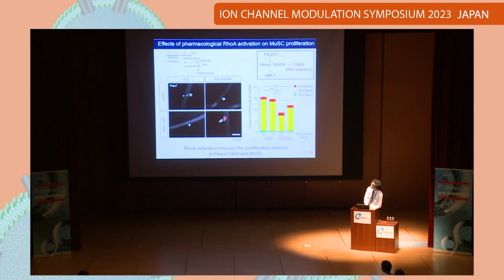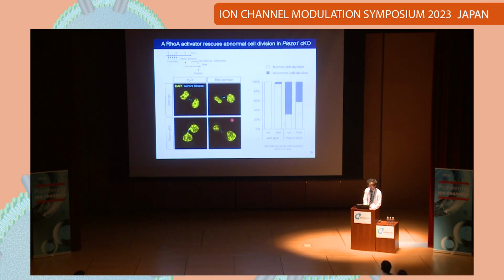Finally, we examined if pharmacological activation of RhoA could rescue the phenotypes of PIEZO1 deficiency. And we found that pharmacological activation using CN03 at least partially rescued the proliferation of muscle satellite cells in PIEZO1 CKO. Moreover, the RhoA activator CN03 at least partially rescued the abnormality in cell division, like this.